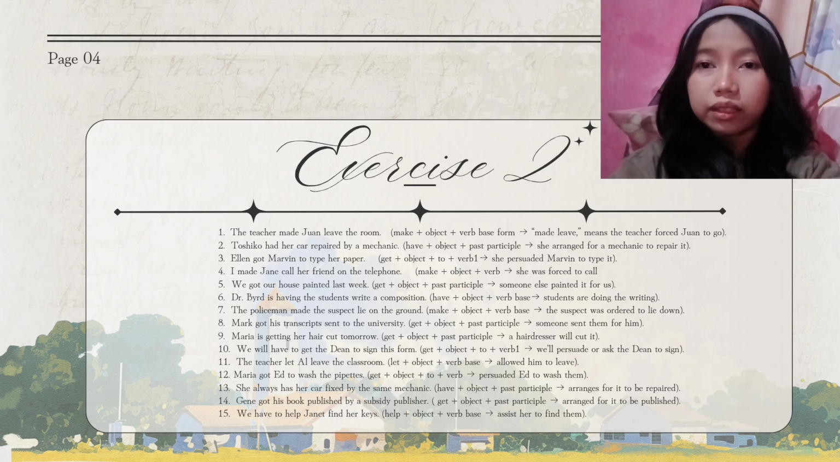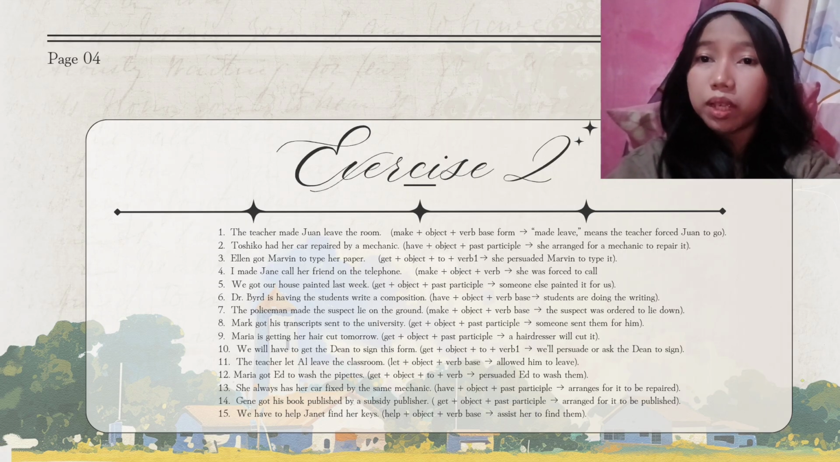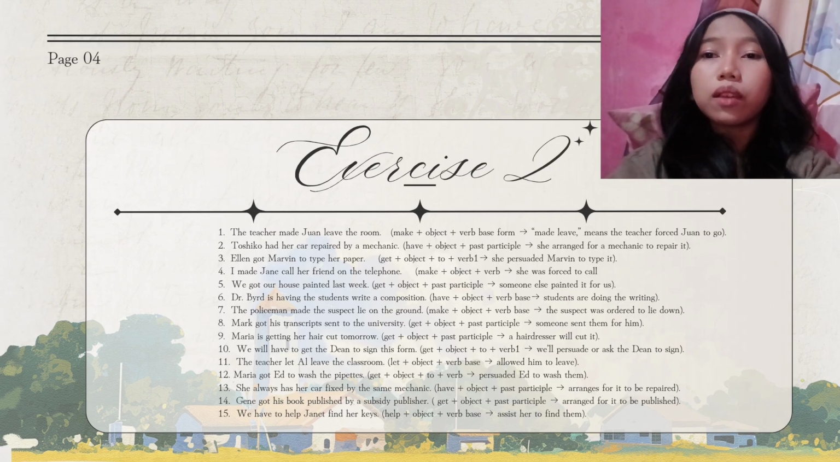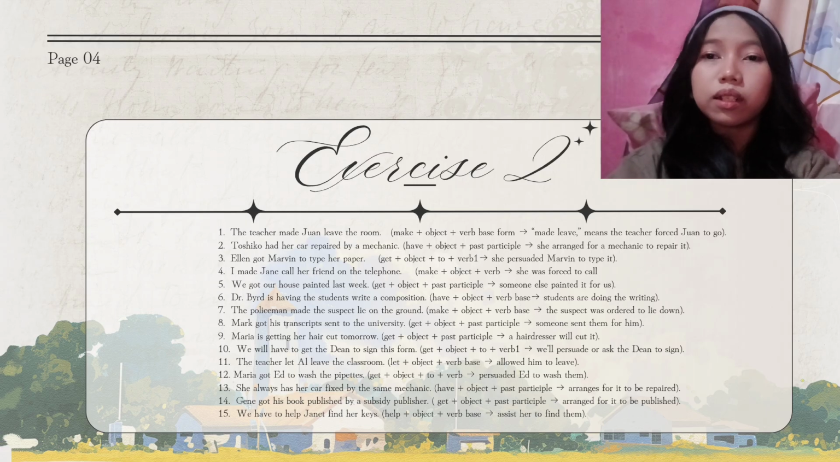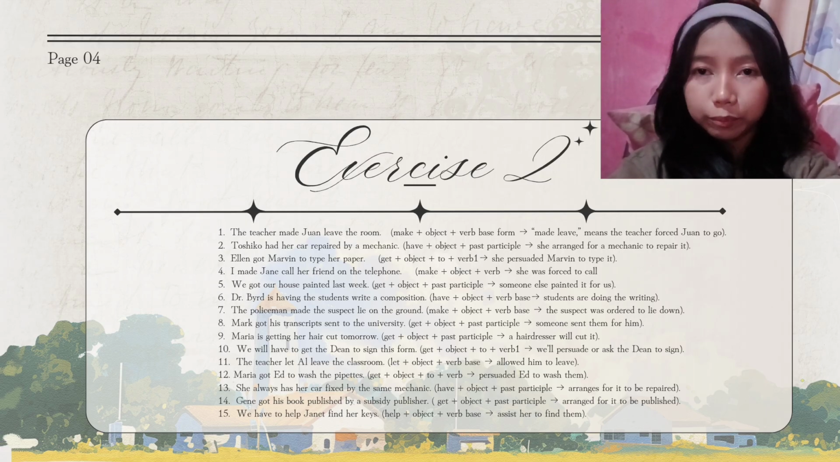Next, number 10, the answer is we will have to get Dan to sign this form. The structure is get plus object plus to and verb 1. This uses get someone to do something, which means persuade or ask someone to do it for him. The verb after get is always to plus verb 1. That means we'll need to ask Dan to sign the form.